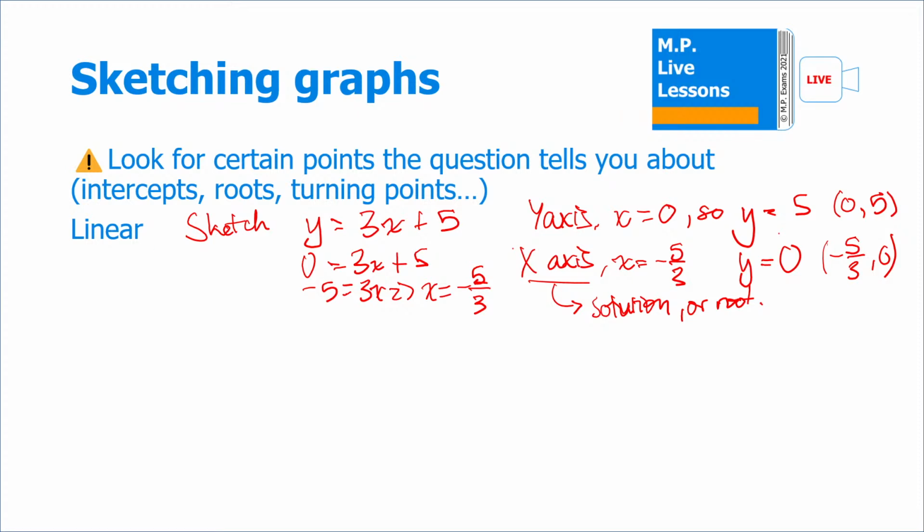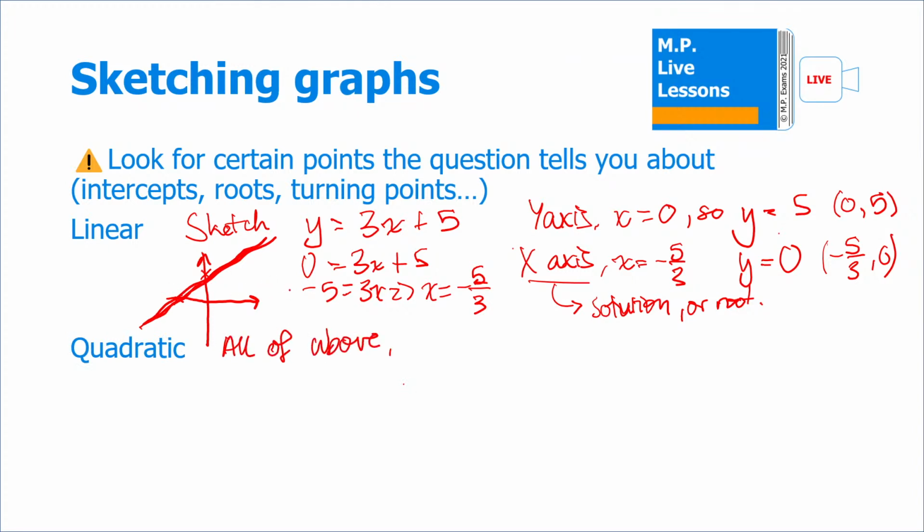So for example, if I sketch it now, these axes here, I'll roughly plot out the y-intercept at (0, 5) up here, and the x-axis intercept, or the solution, -5/3, so on the left. So this is what the graph could look like. Something like this. Whereas quadratic, you'll need to do all of the above, plus the turning point.